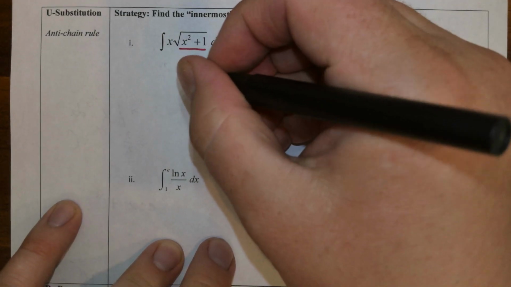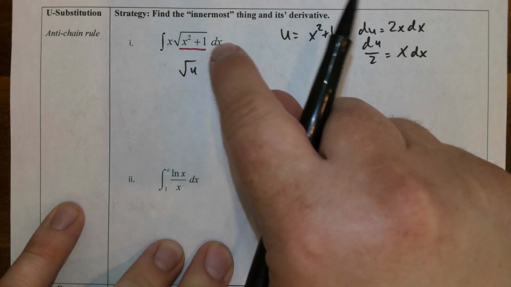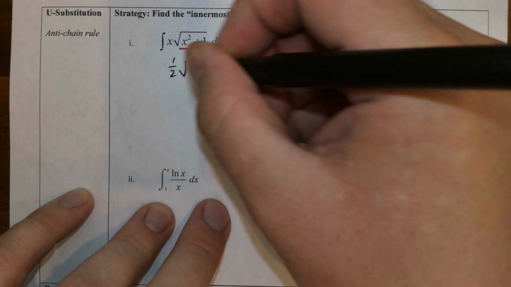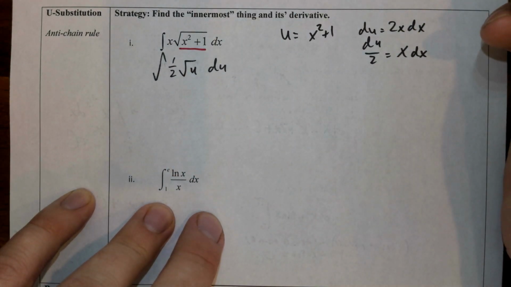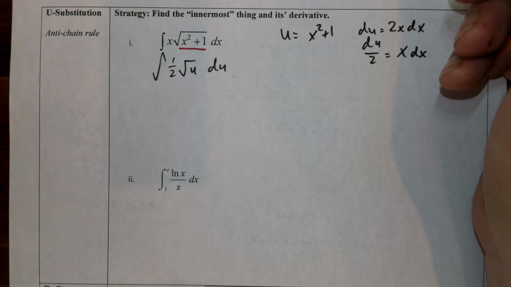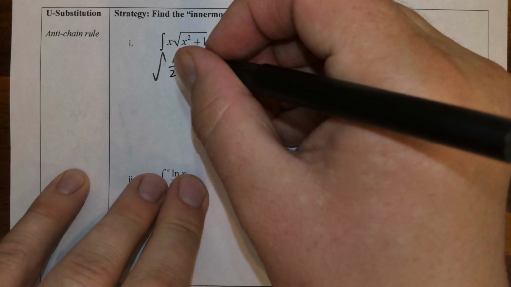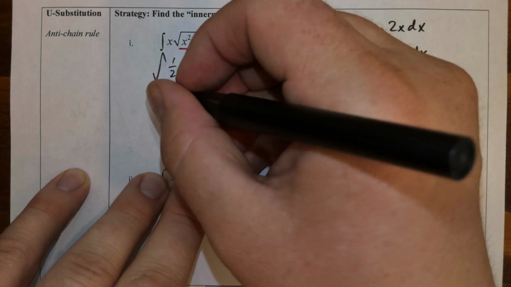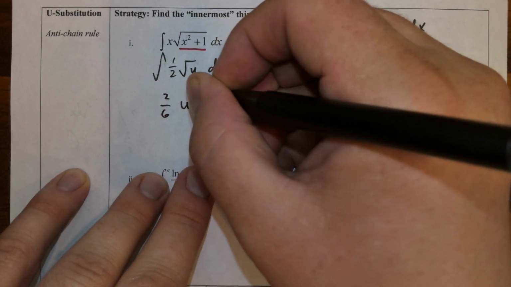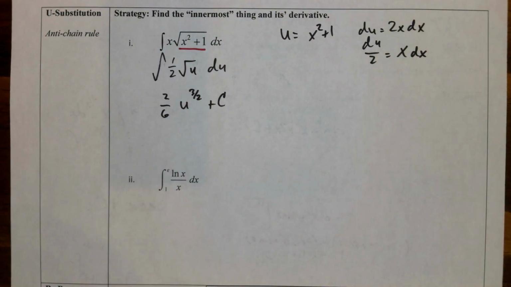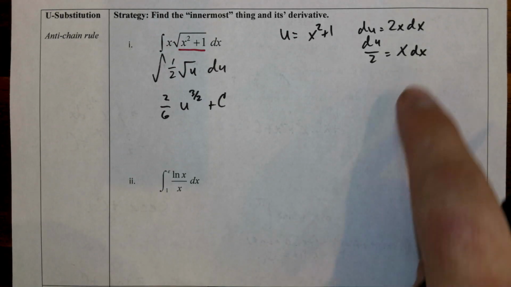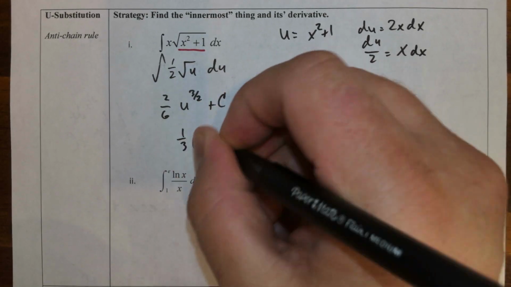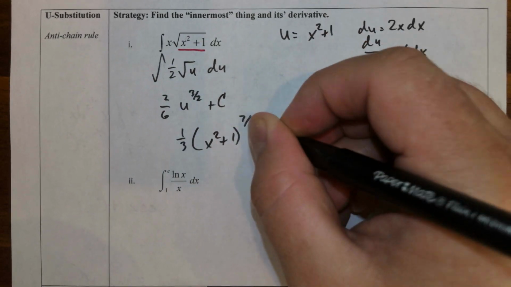I'll replace the inner function with square root u, and I'll replace this outer stuff with this du over 2. And I'll take my integral on that thing. That's a u to the 1/2. Yep. So it's going to add and divide. We get 2/6 u to the 3/2 plus c. And what I'll do is I'll just substitute back in this u and reduce that fraction. 1/3 times x squared plus 1 to the 3/2 plus c.